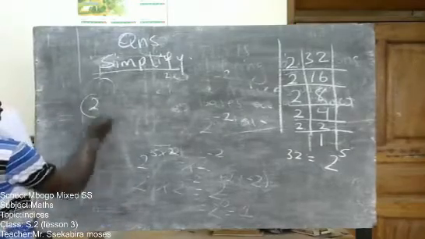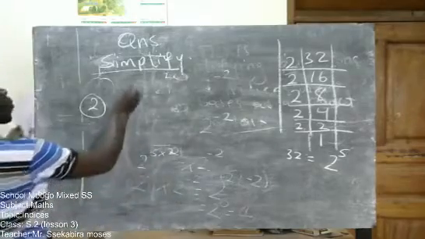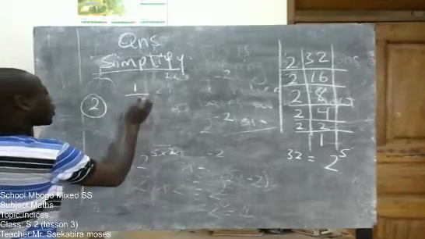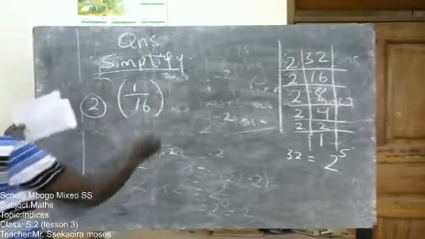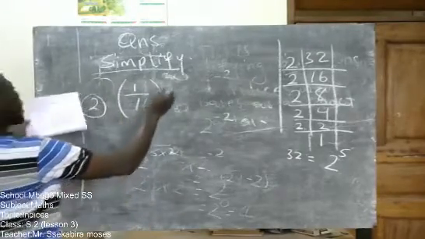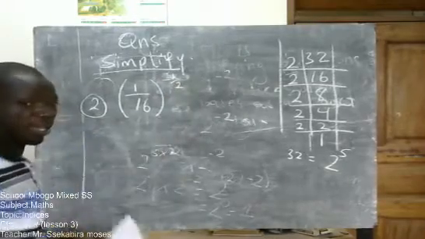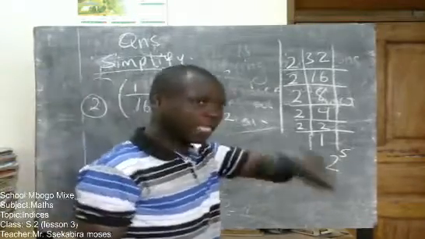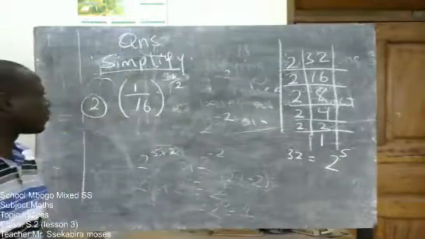Question 2, we are still simplifying. Simplify 1 out of 16 to power negative a half. Class, here the power is a negative.